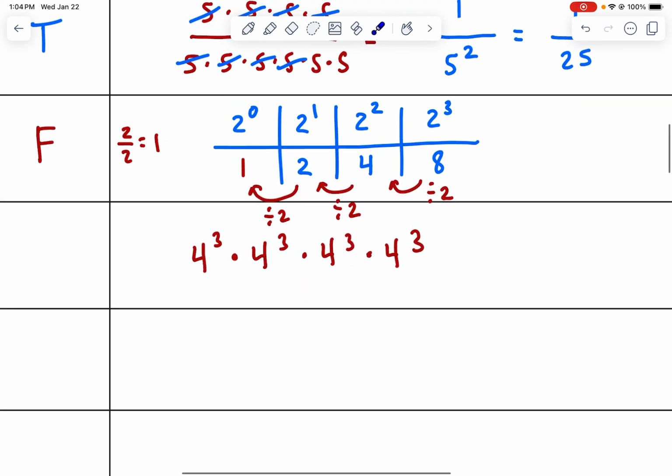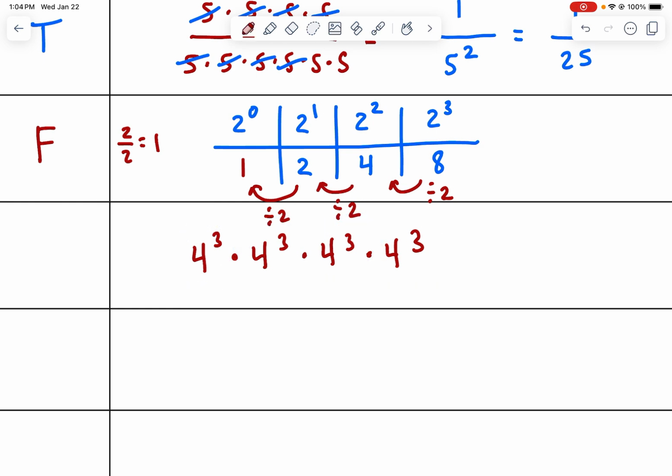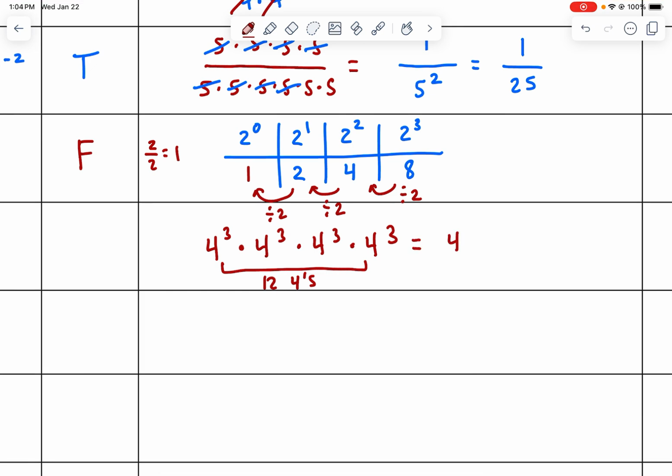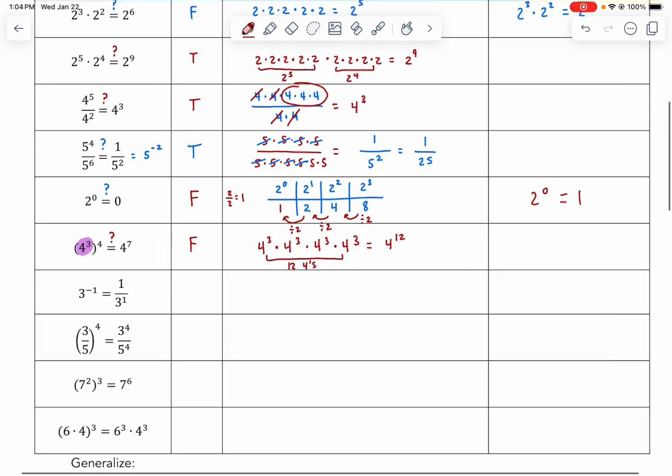And notice here, each of these are being raised to the 3rd power. That means we have 3 4s being multiplied here, another 3 here, another 3 here, another 3 here. So in reality, we have 12 4s being multiplied here. So this would equal 4 to the 12th power. So this statement right here would be false. 4 to the 3rd raised to another exponent of the 4th is actually equal to 4 to the 12th power.